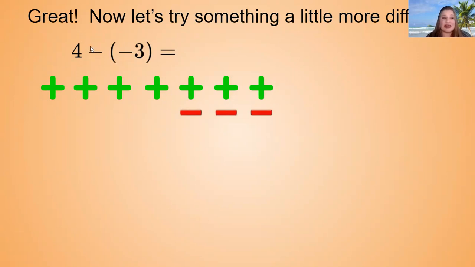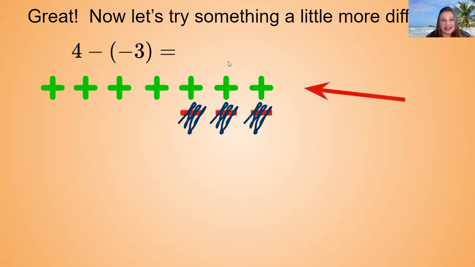But now we want to take away 3 negatives. So let's do that, because now we have them from the zeros. And what ends up happening? Now we have 7 positives. And you may have heard people say, oh, when the 2 negatives are next to each other, you just make it a plus. But I want you to understand why, because what you're doing is you're taking away negatives, which makes it become more positive.